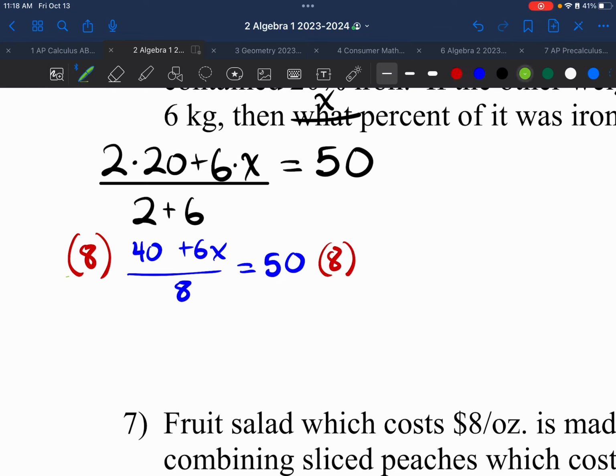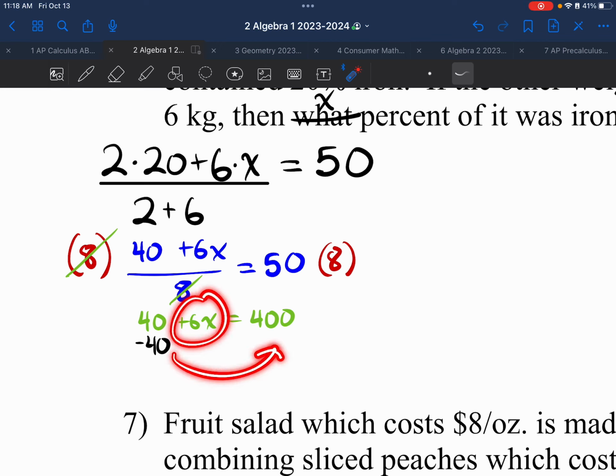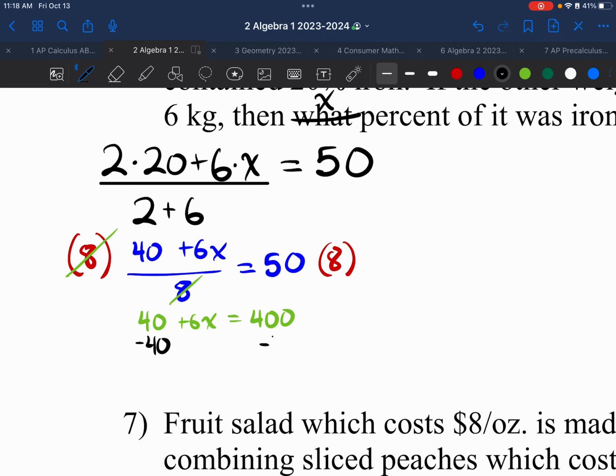What should happen is the 8 and 8 should cross-cancel, leaving you with a 40 plus 6x on the left-hand side, and on the right-hand side, 50 times 8, I'm not sure, but 8 times 5 is 40. Add on the extra 0. 40 is 400. From here, we just solve. So I'm going to subtract 40 on both sides because the x is already isolated on one side. So this is the side for x, which means the right side is for the constants. All right, minus 40, and I'm getting 6x is equal to 360.